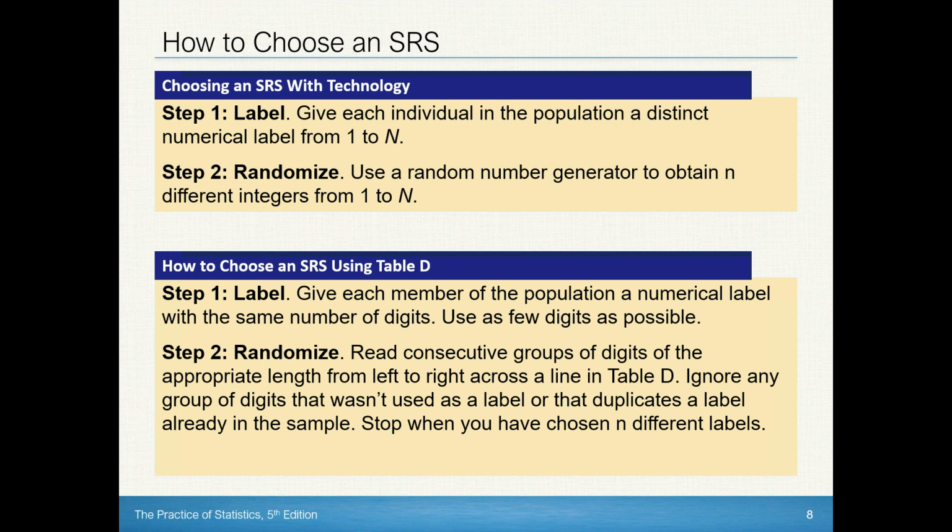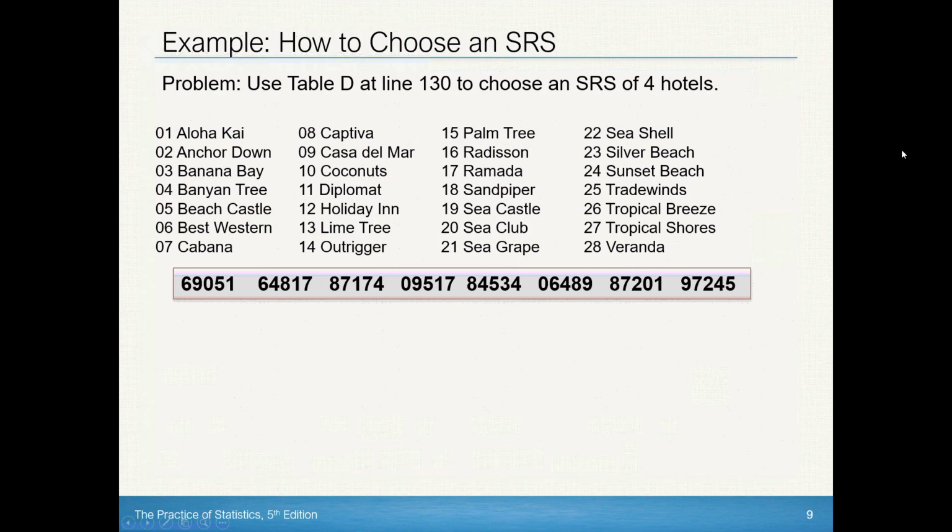If those digits aren't used, I ignore the digits entirely and I go to the next one, and I stop when I've chosen however many different labels I need. Your sample will contain the people whose labels match the numbers you got. So, for example, here's 28 hotels that were numbered 01 to 28.